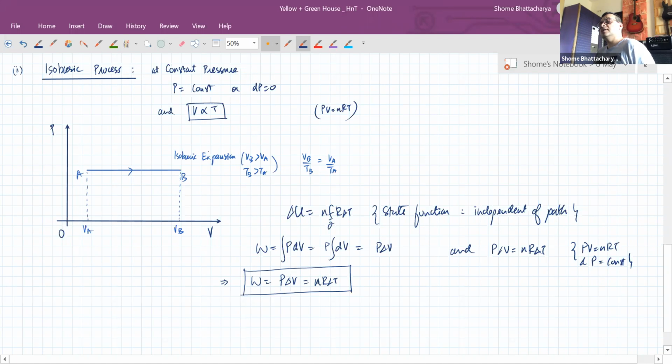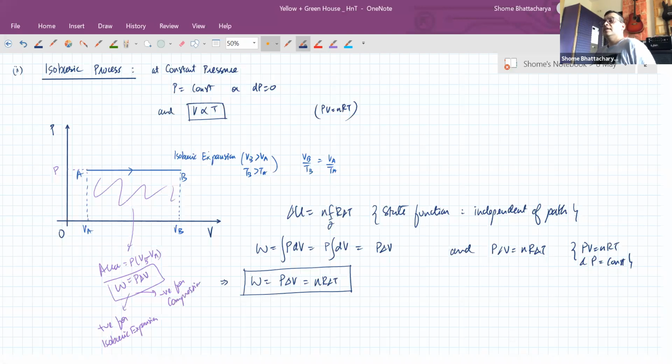And geometrically, you can understand the work done is this area. This area, which is whatever this pressure is, into VB minus VA. This is the work done, which is positive for isobaric expansion, whereas it would be negative for compression. So that's the second of the three things.